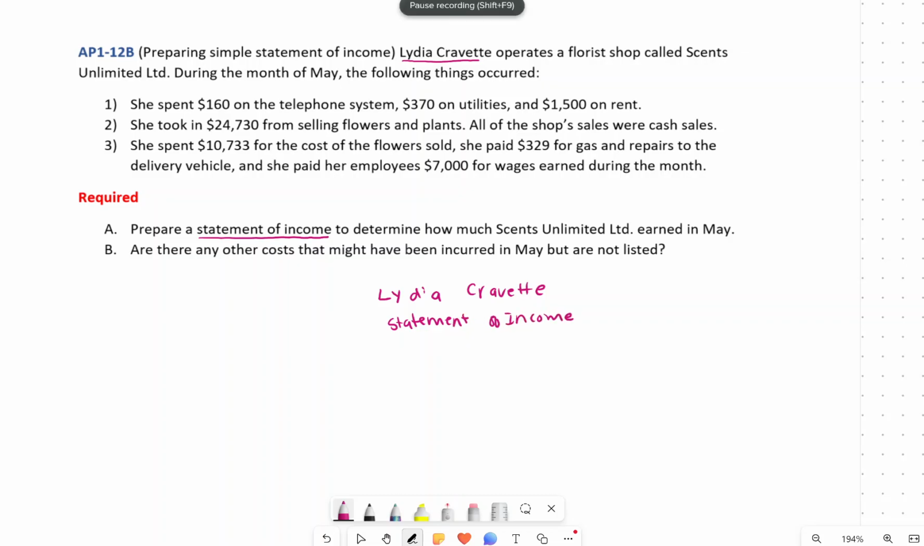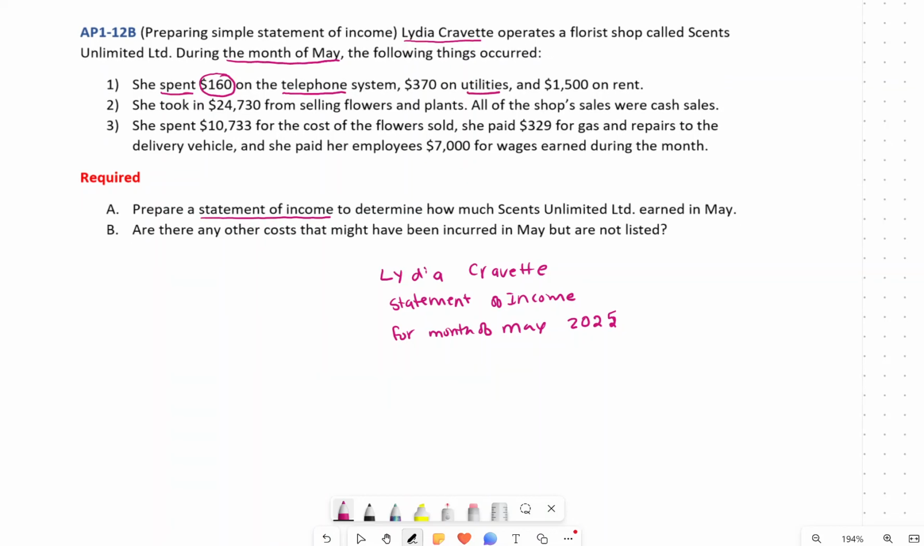We needed to know which month we're doing it. They told us the month of May. So we are doing it for the month of May. It could be any year, so in this case, if you're doing it this year, it will be 2025. If you were doing it last year, it will be 2024. They told us Lydia spent $160 on what? On a telephone. If that is the case, that will be my expense. And then we also paid for utilities and we paid for the rent. These are all my expenses.